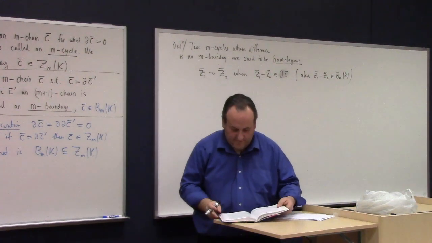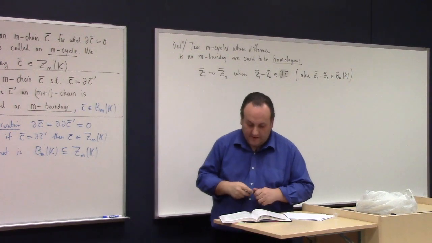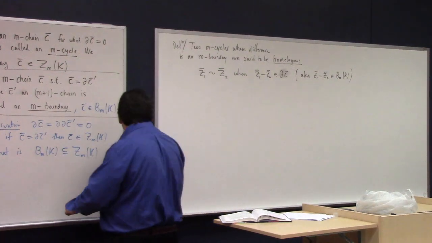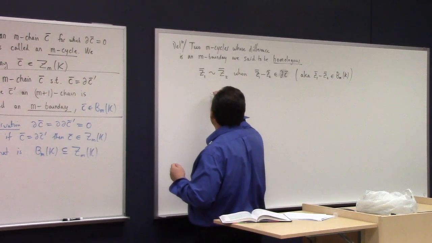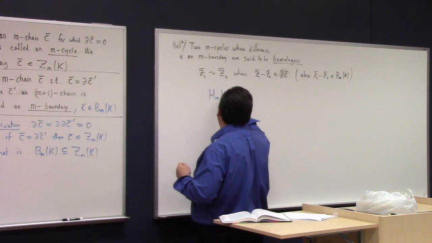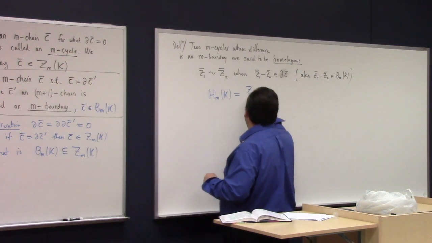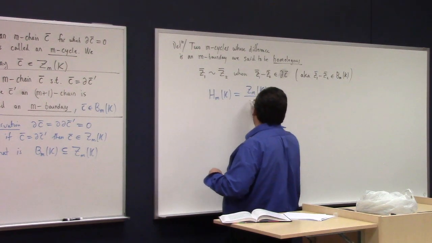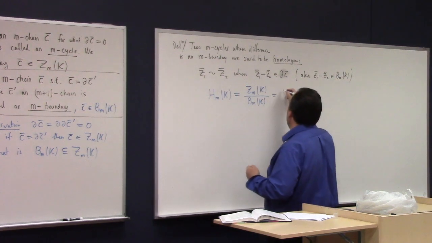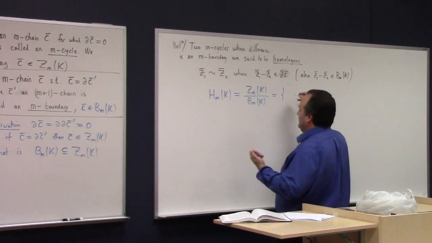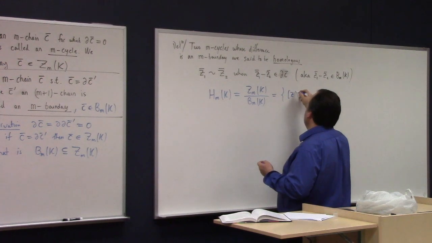And here's what he says: the set of all such equivalence classes is the mth simplicial homology group, denoted H_M(K). Let's be a little more precise. It's a quotient vector space, in fact. H_M is equal to Z_M(K) quotient B_M(K). In other words, it's the set of equivalence classes of M-cycles.